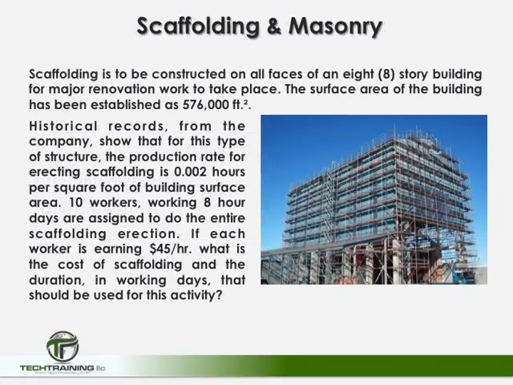So here's our first example. Let's assume that scaffolding has to be constructed on all faces of an 8-story building for a major renovation project which is going to take place. The surface area of the building has been established to be 576,000 square feet. Historical records from the company show that for this type of structure, the production rate for erecting the scaffolding is 0.002 hours per square foot of building surface area.